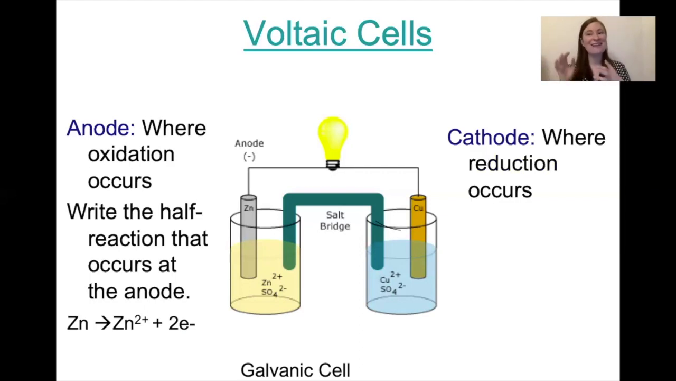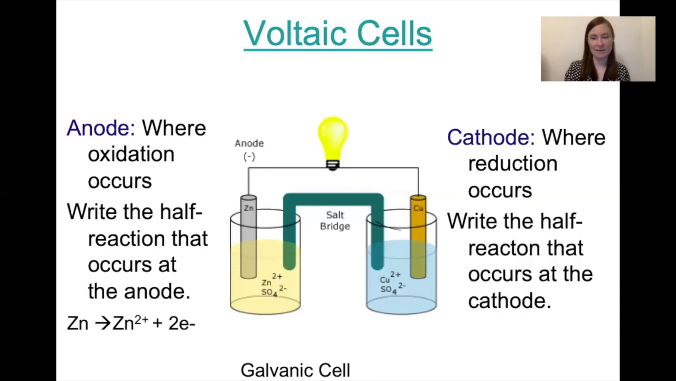The other half cell where reduction is occurring is called the cathode. So let's go ahead and write the half reaction that's happening there. In the case of copper, copper is getting reduced, so Cu2+ ions are forming plain copper. So again, the anode is where oxidation occurs, the cathode is where reduction occurs. So oftentimes folks will remember that by remembering An Ox, Red Cat.